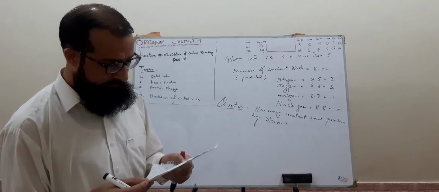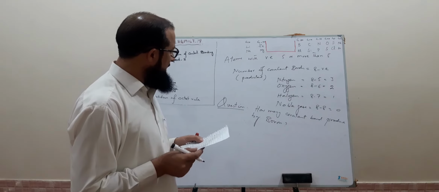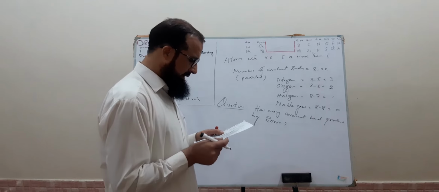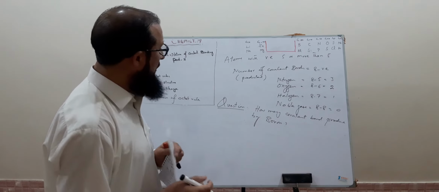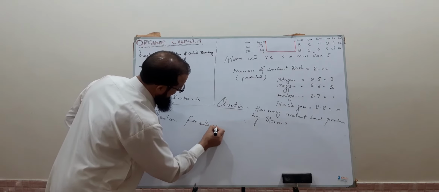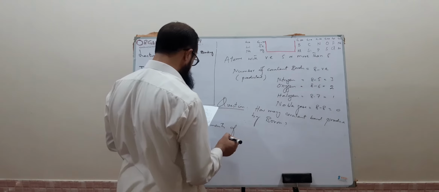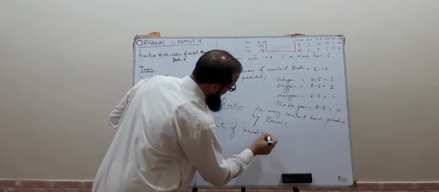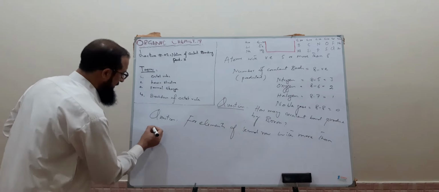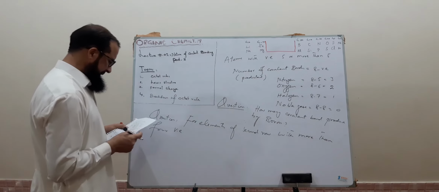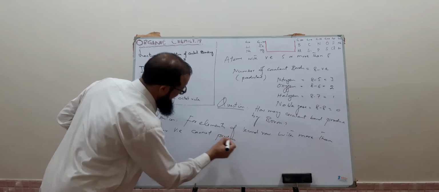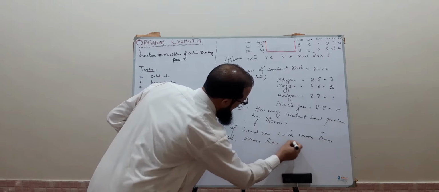Okay, now there is a question: elements of the second row of the periodic table, meaning the second period, with more than 4 valence electrons cannot produce more than 4 covalent bonds.